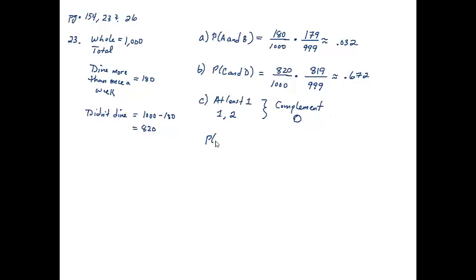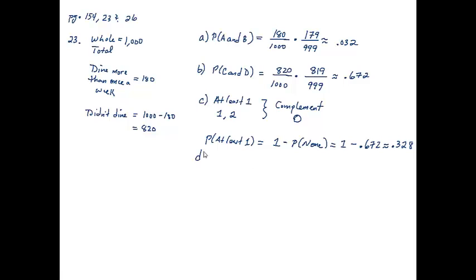So the probability of at least 1 will be equal to 1 minus the probability that none actually dined out. So that was 1 minus 0.672, and approximately 0.328.